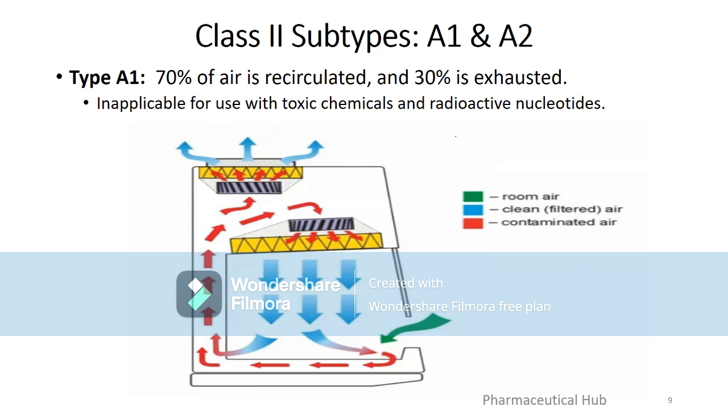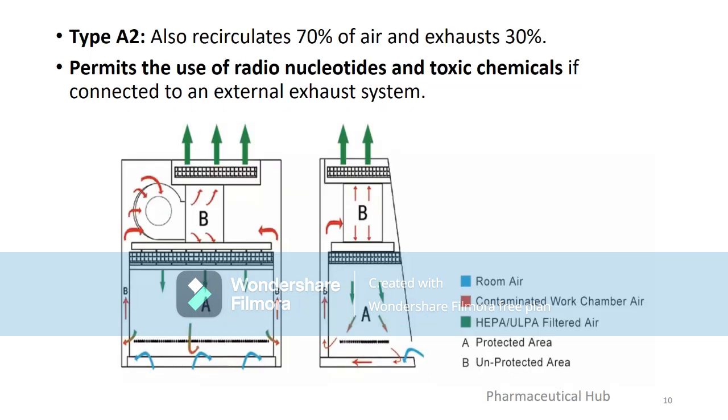In essence, the Class II Type A2 BSC uses both an inflow air barrier and a downward curtain of sterile air to protect the user and the product, while also filtering and exhausting some of the air to protect the environment. Slide 10. This diagram compares the airflow patterns of two types of biological safety cabinets. A Class II Type A2 on the left and a Class II Type B2 on the right. Both cabinets provide protection for the user, the product, and the environment.